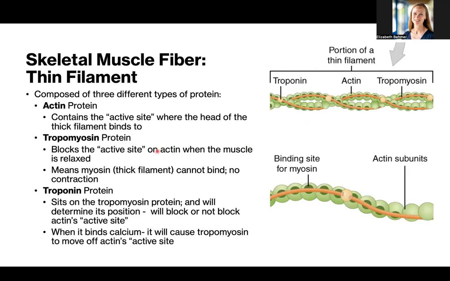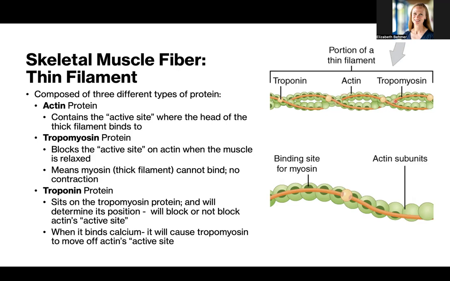The thin filament in our sarcomeres then is actually composed of three different proteins: the troponin protein, the actin proteins, and the tropomyosin proteins. So let's go through actin first. The actin proteins are these green kind of helical shaped beads that are spun around each other. Actin proteins contain the active site where the head of your thick filament will bind to, and we call that binding or connection a cross bridge.